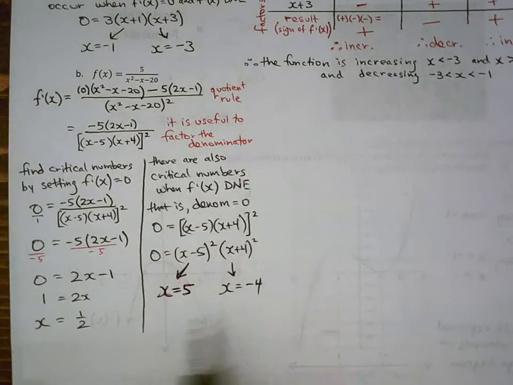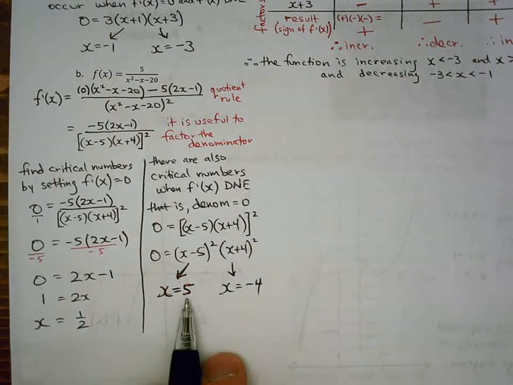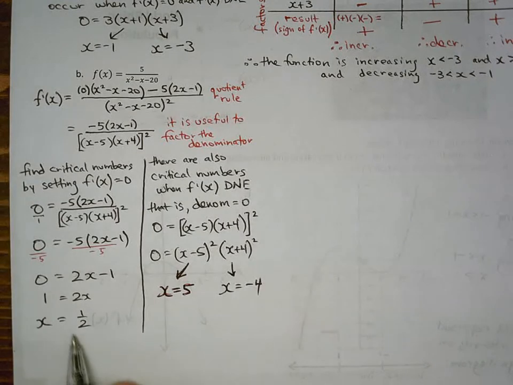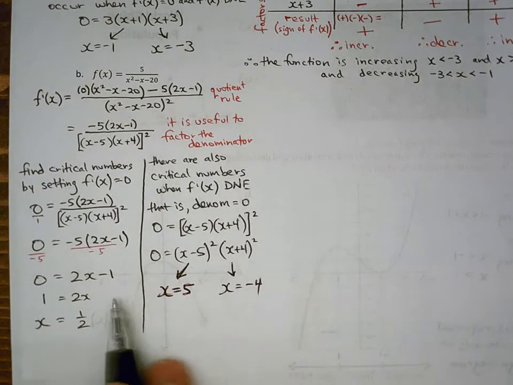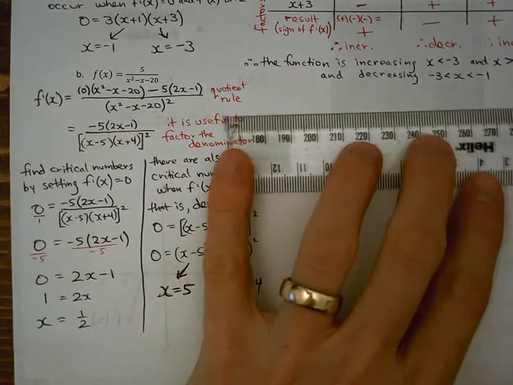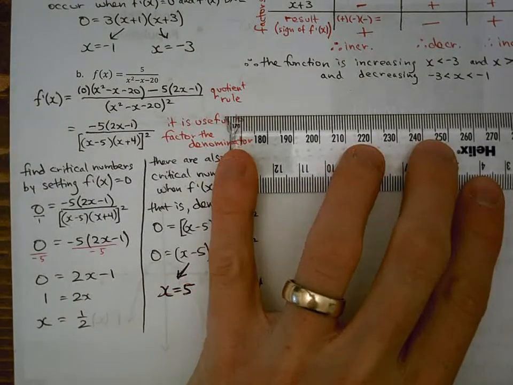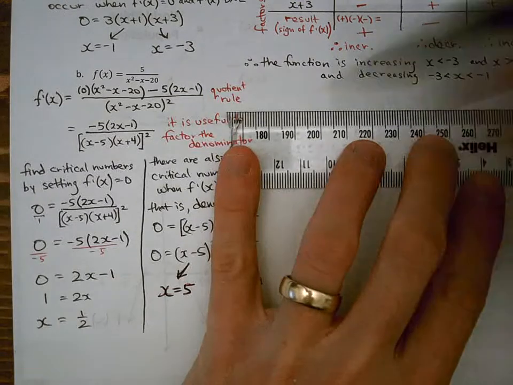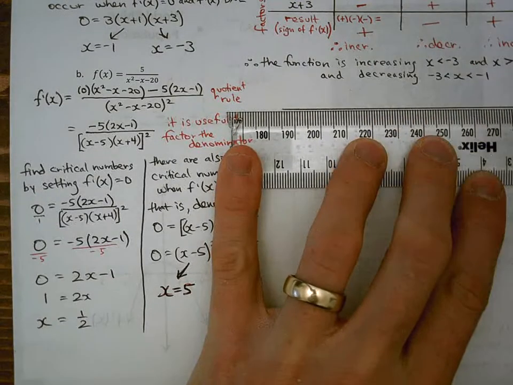So now I have 3 critical points. I have x equals negative 4, x equals 5, and x equals a half. So I'm going to do just what I did last time. These are my critical points. They're kind of the edge cases for this question. So I'm going to draw my sign diagram.